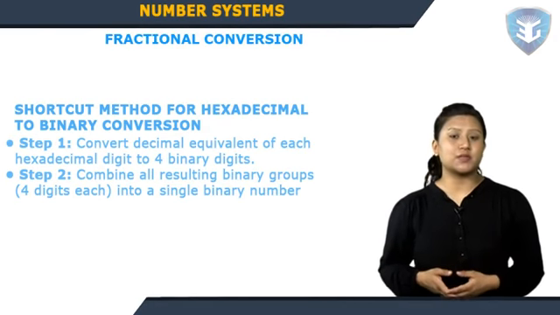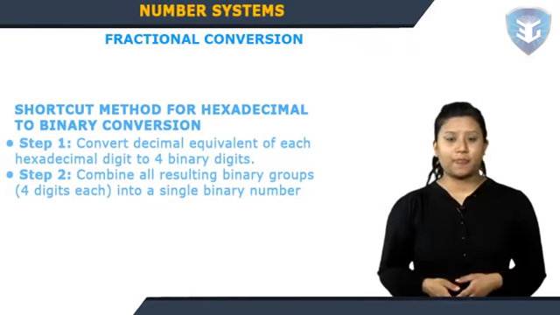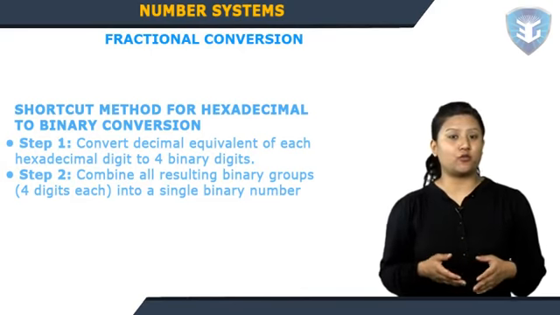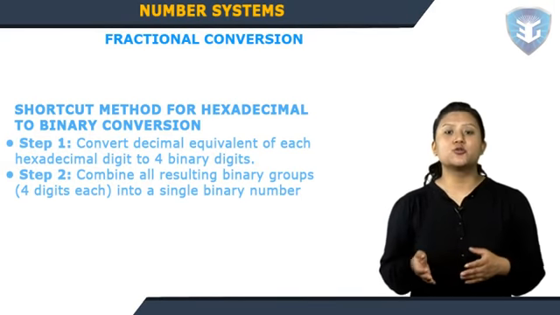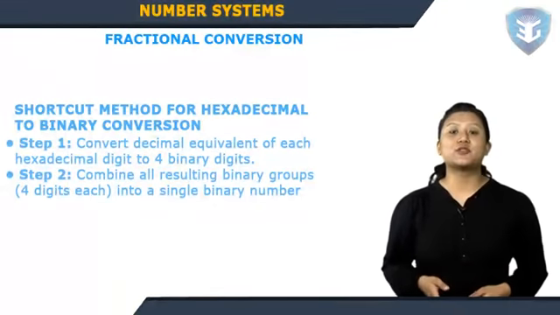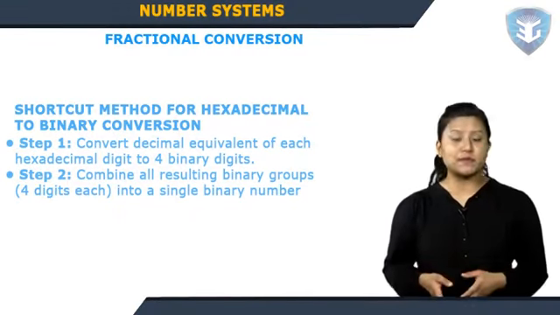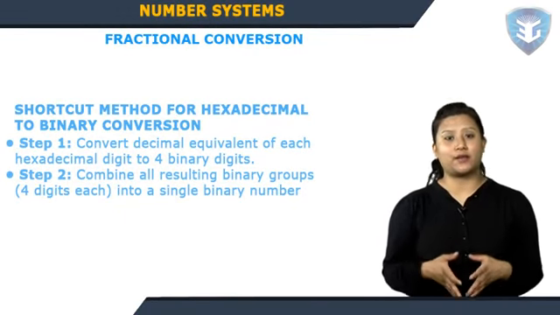Shortcut method for hexadecimal to binary conversion. The following steps are used in this method. Step 1, you convert the decimal equivalent of each hexadecimal digit to a 4 binary digit. Step 2, you combine all resulting binary groups, 4 digits each, into a single binary number.